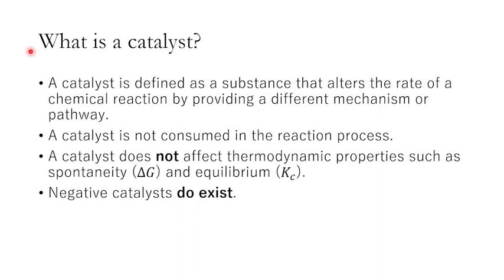Let's begin. Before we proceed, we first must define what a catalyst is. An understanding of the properties of a catalyst would also help us understand how to derive the rate law of a catalytic reaction. We define a catalyst as a substance that alters the rate of a chemical reaction by providing a different mechanism or pathway. Simply stated, a catalyst offers a different reaction pathway that gives a different value of the activation energy such that the reaction could either go faster or slower.